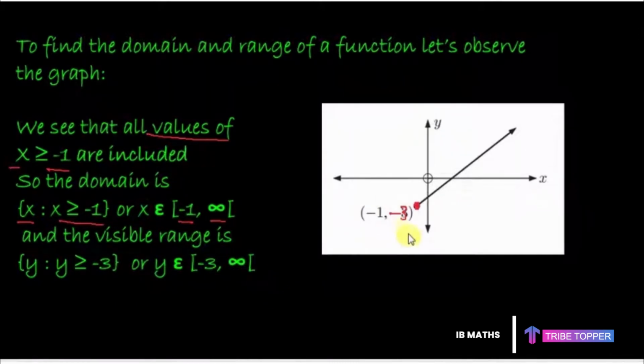So this is how we can find the domain and range of a function, because it starts from −1 and then continues. So the domain is −1 to infinity, both included, and y, the range, is −3 to infinity. I hope now the difference between relations and functions is clear, and how to find the domain and range of a relation or a function.